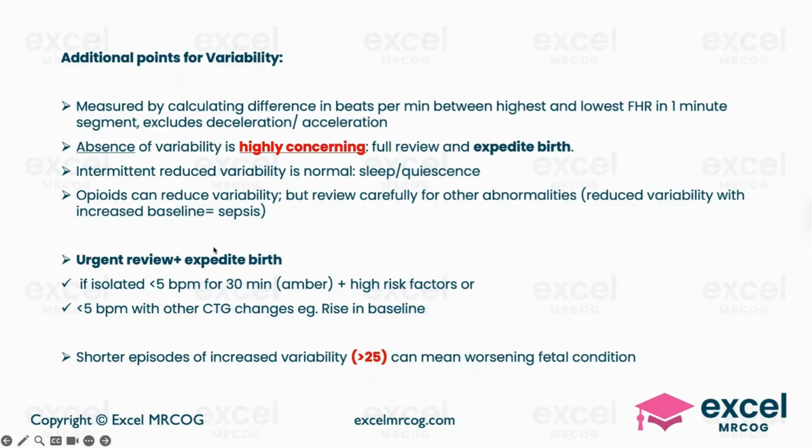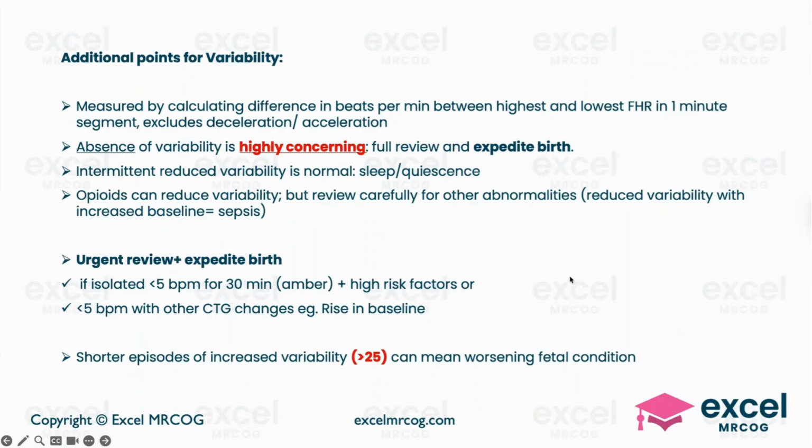Opioids also can reduce variability. But please review this carefully, because if there are other abnormalities, for example, variability is gone but there is tachycardia, variability reduced with tachycardia in the fetus, this is worrisome. So if it's more than 160 with reduced variability, you're still worried about the baby because it can indicate something like maternal sepsis. This is how you need to interpret the CTG.